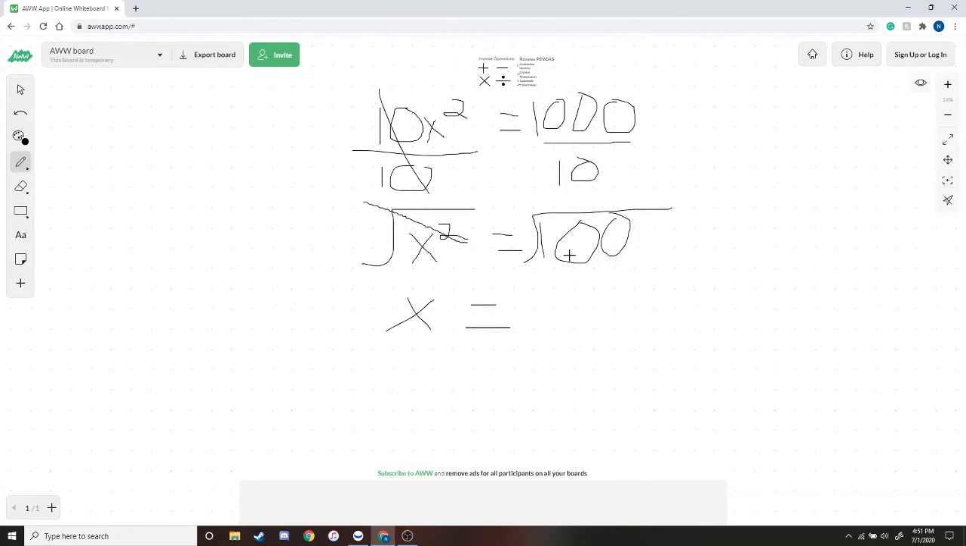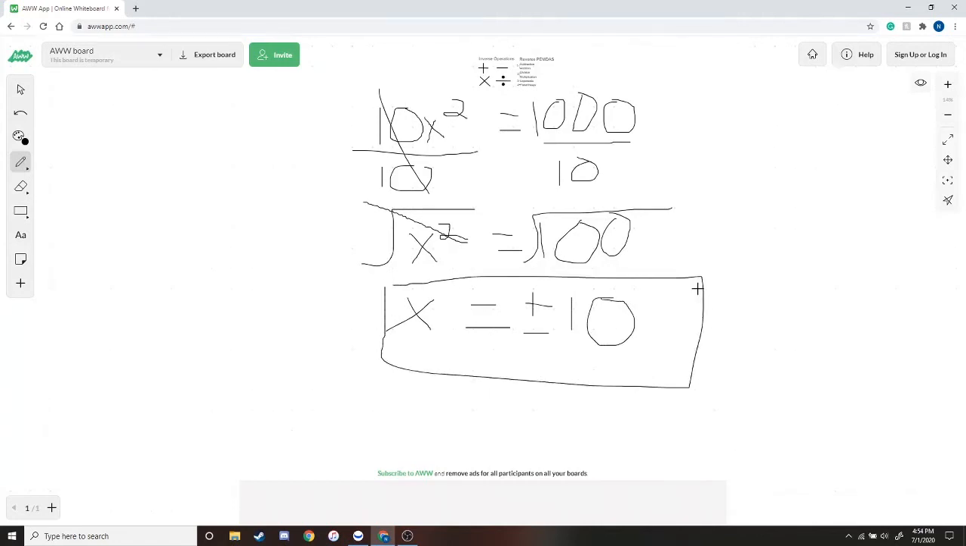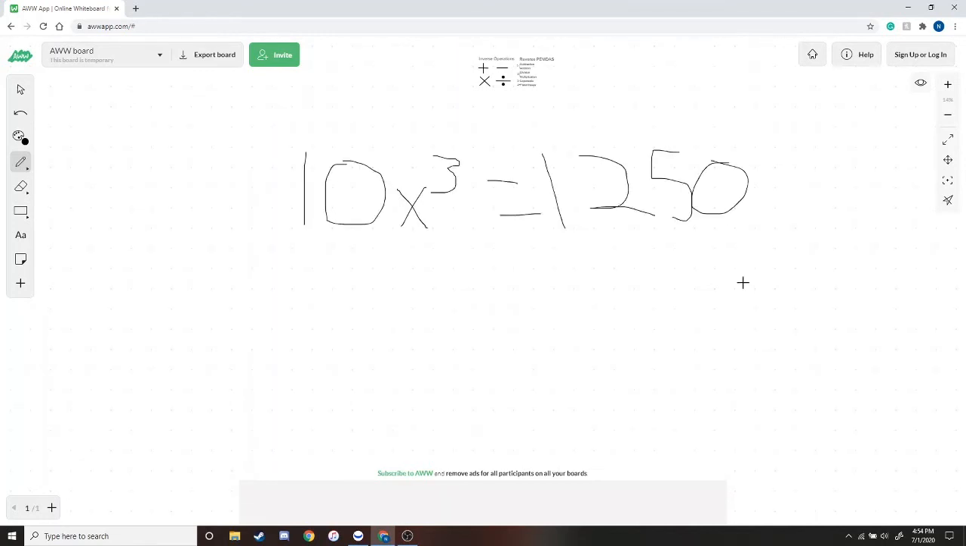Now there's something important to know, that the square root of any number other than a negative and 0 has 2 answers, a positive answer and a negative answer. So we're going to write it like this: x equals plus or minus. Now, what is the square root of 100? The square root of 100 is just 10. So this is your final answer. The reason that the square root of positive numbers always has 2 answers will be explained in depth in a future video. Our final question is 10 times x to the power of 3 is equal to 1,250.